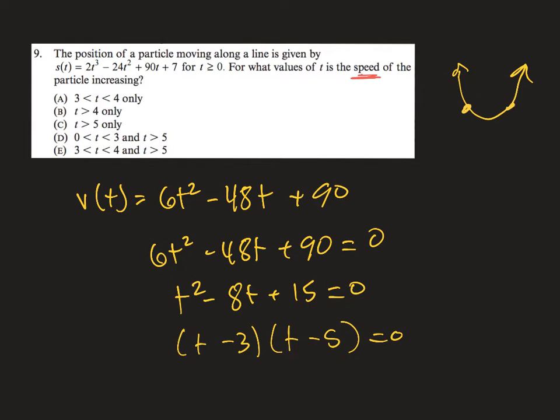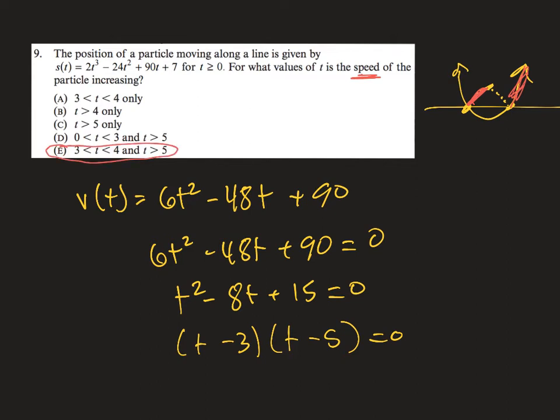So when I'm analyzing this thing, I want to go with this velocity curve because the y-axis goes through here. Halfway between 3 and 5 is 4. So when it says for what values of t is the speed of the particle increasing, I'm talking about this piece right here and this piece right here. So from 3 to 4 and greater than 5. And that would be letter E.